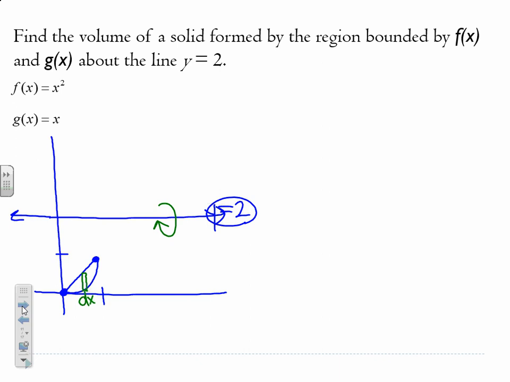So we have these vertical rectangles. Please imagine, they're pretty small, but they're rotating about y equals 2. We're going to have a really big hole, a really big gap, but we're going to have these washers. So pi times the integral of outer radius squared minus inner radius squared.